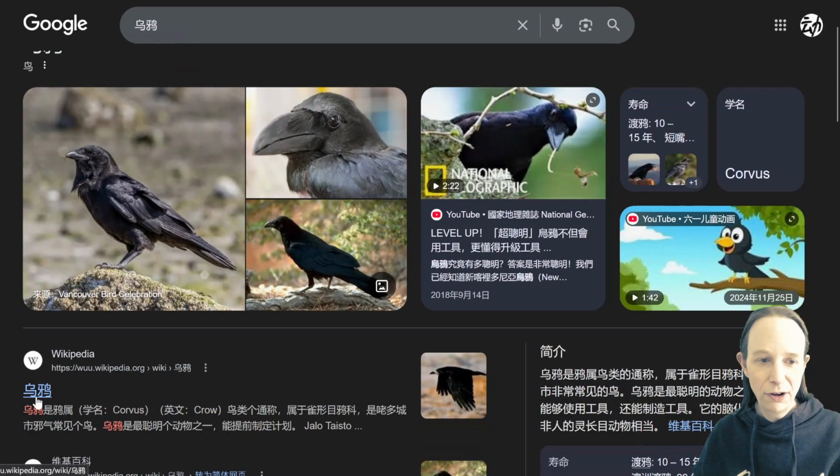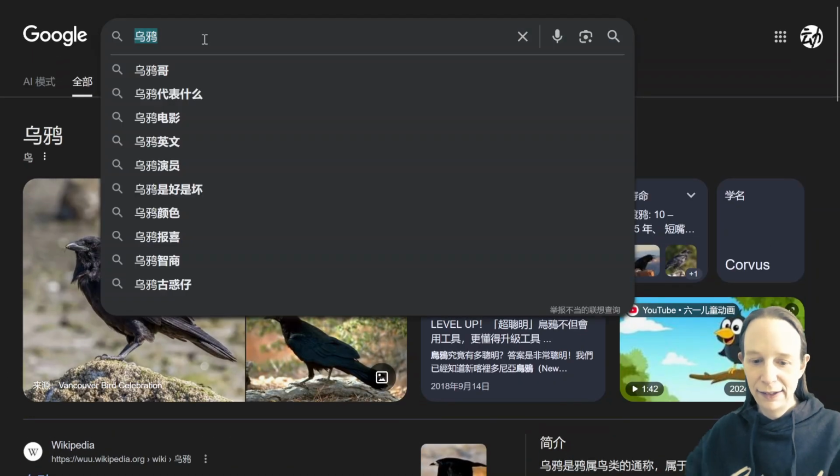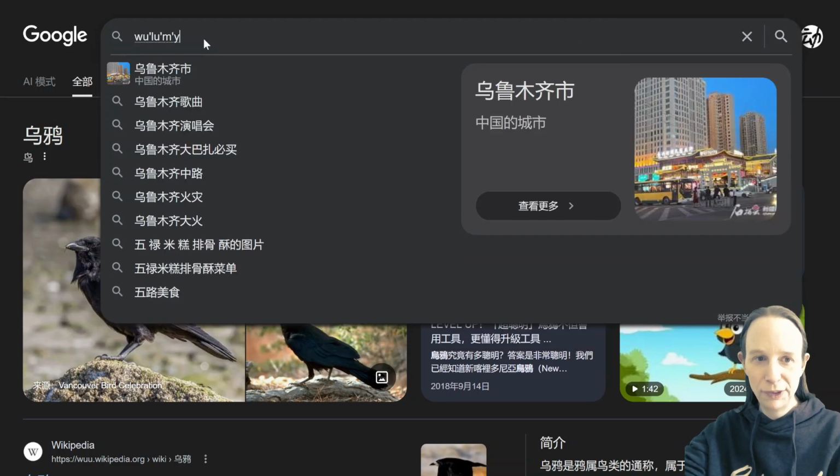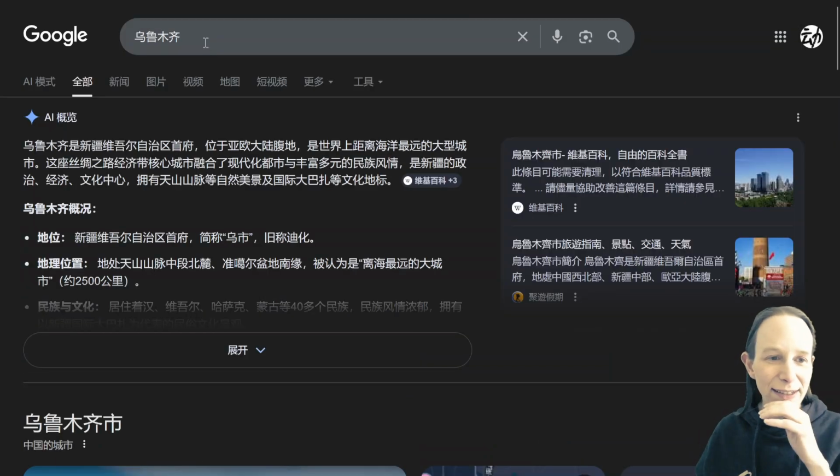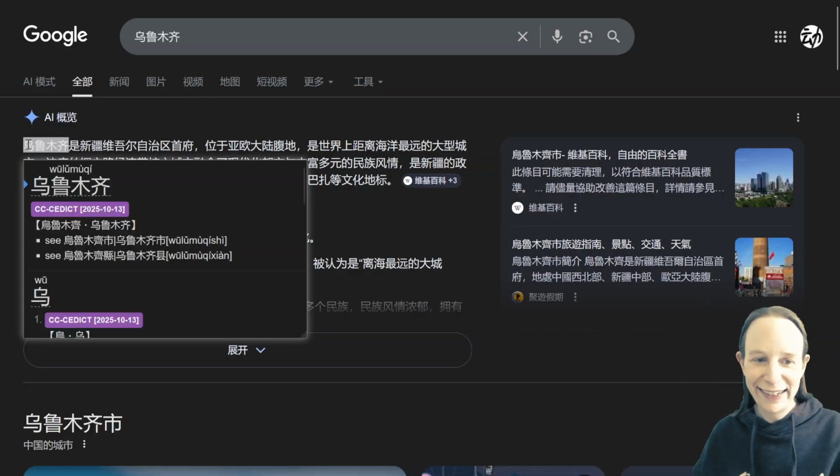乌鸦, crow or raven. Yeah. And 乌鲁木齐, Urumqi, is also this one. I don't know, maybe it's just transliteration though. I don't think there's any blackness involved here.